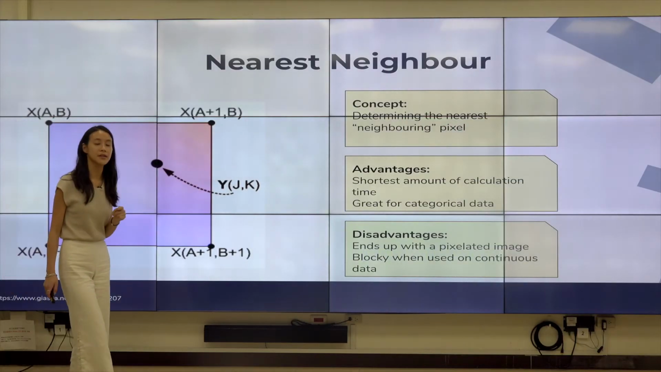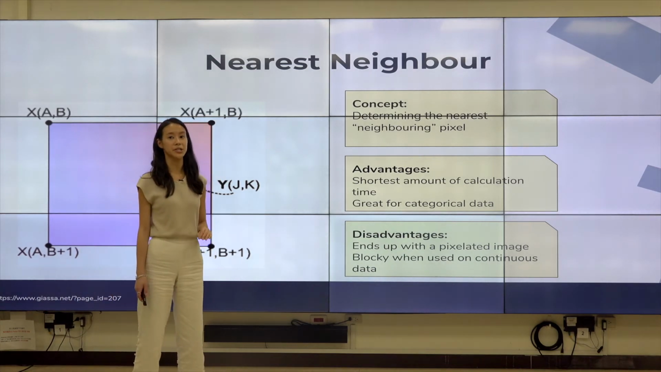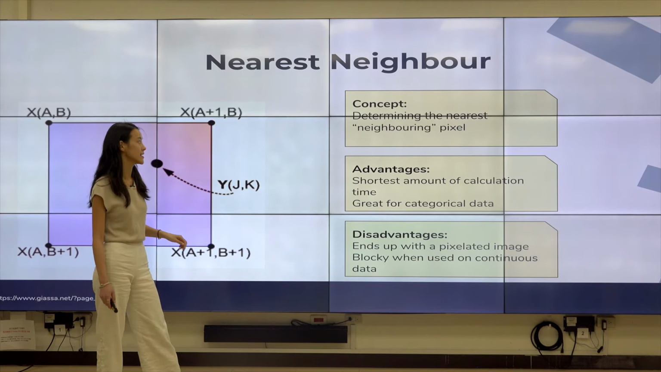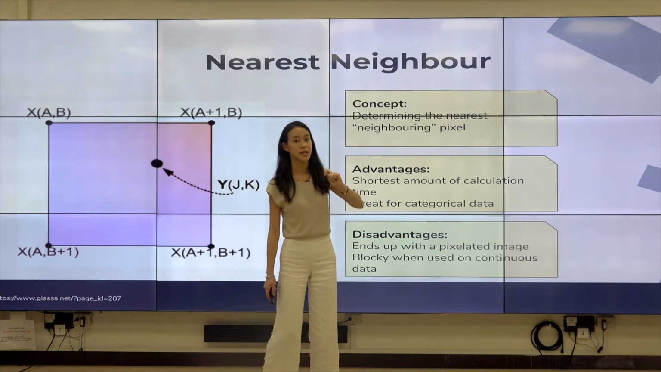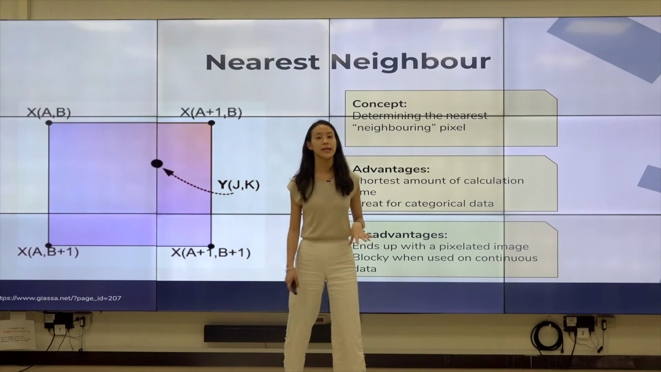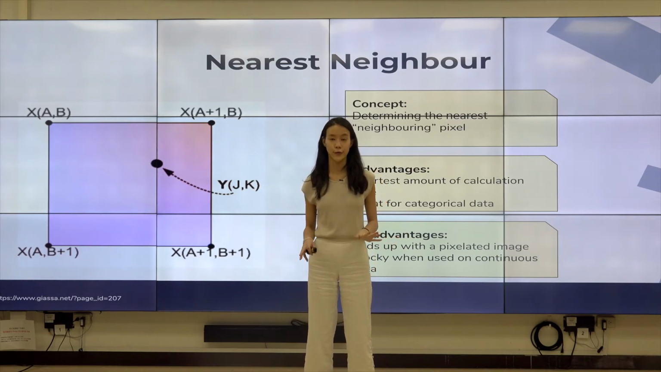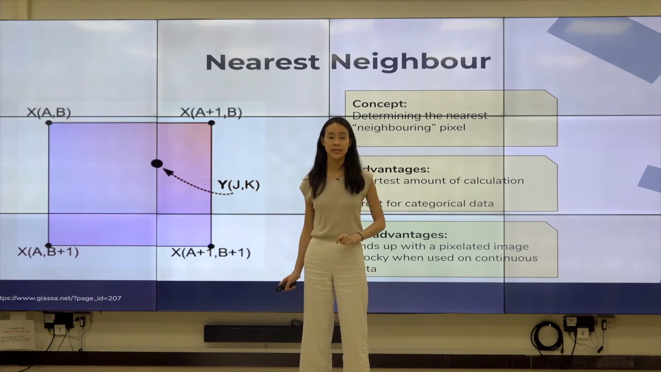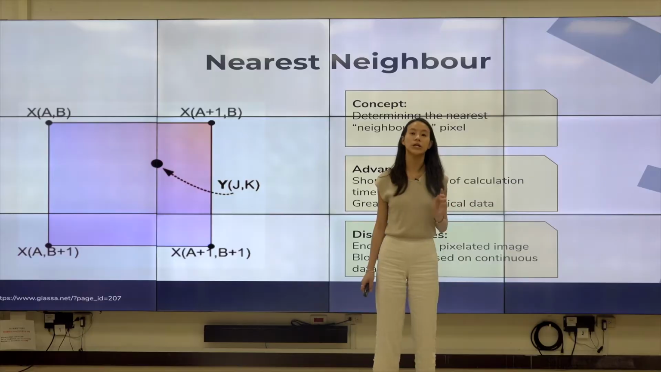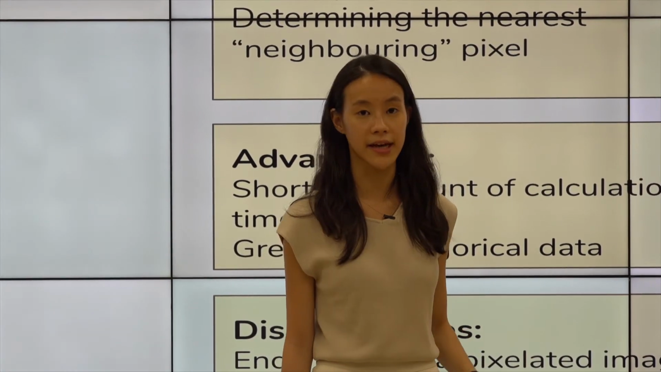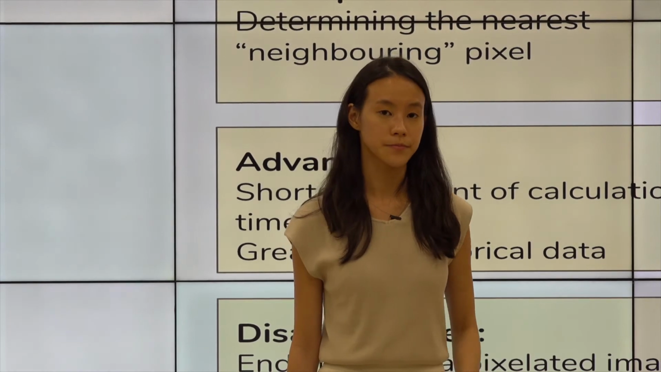So going on to talking about nearest neighbor, which is the simplest interpolation method that we have ever come across. The concept behind it is determining the nearest neighboring pixel. The way that I would like to see it is, close your eyes and imagine yourself standing in a room where there are 4 corners, very distinctively. And imagine yourself standing near the door, which is to the left side of the room. So bottom left side if we're looking from above.